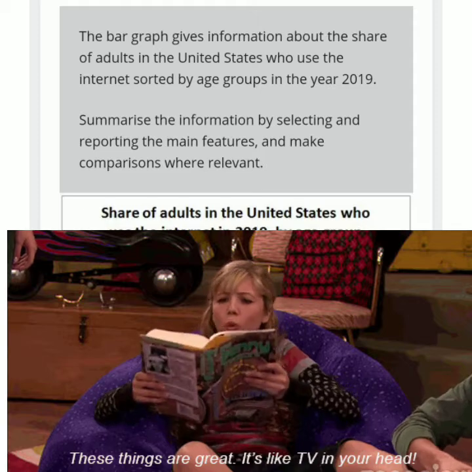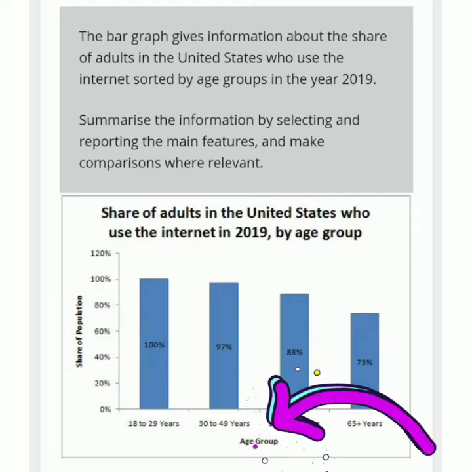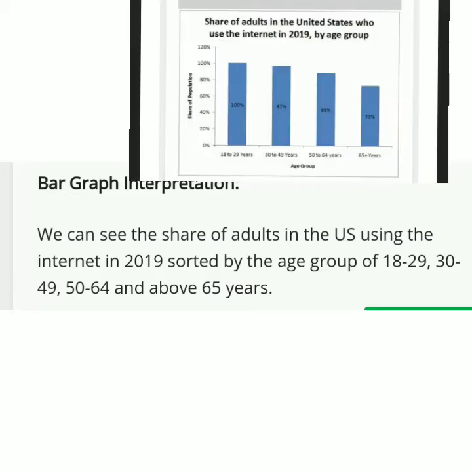So, here comes the question. In the United States, who use the internet sorted by age groups in the year 2019? Summarize the information by selecting and reporting the main features of the graph and make comparisons wherever relevant. You see the horizontal axis, you will find the age group, and in the vertical axis, you will find the share of population. Let us know how to start and interpret a bar graph.